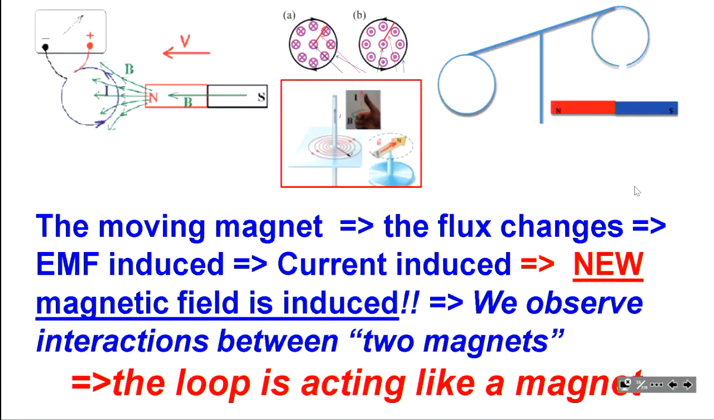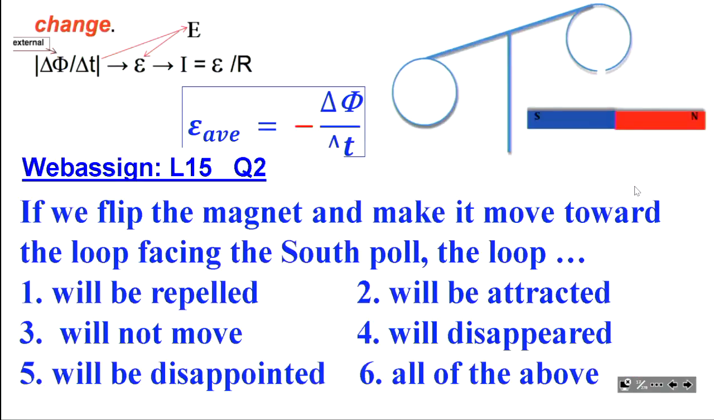Well, question. If I repeat the same experiment with one difference, instead of making the north pole approach the loop, I flip it, and I will make the south pole approach the loop. How would that affect the loop now?